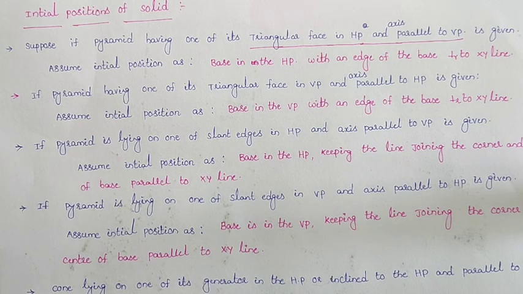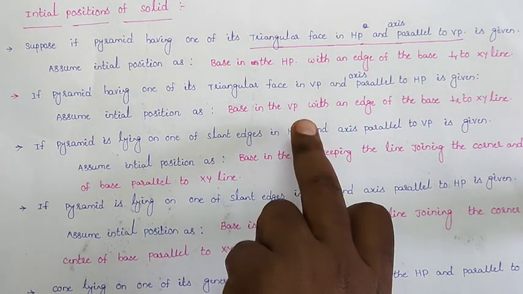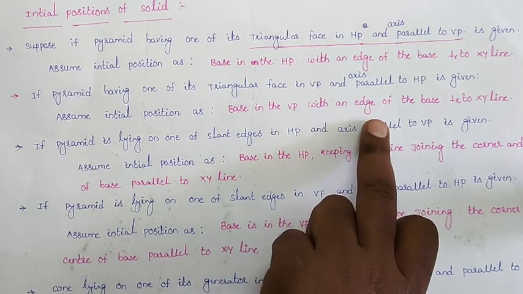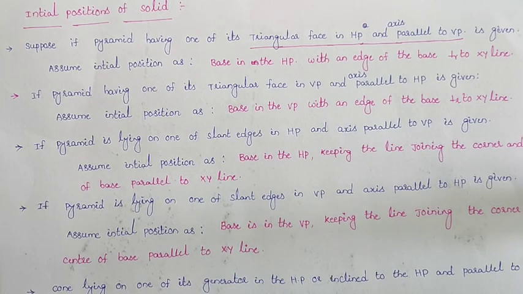We know that when the axis is perpendicular to the VP, the base view will be obtained on the vertical plane, so we will draw the front view as the base. In that case, the base can be drawn like that. Draw the edge of that base perpendicular to the reference line and draw the front view of our diagram.